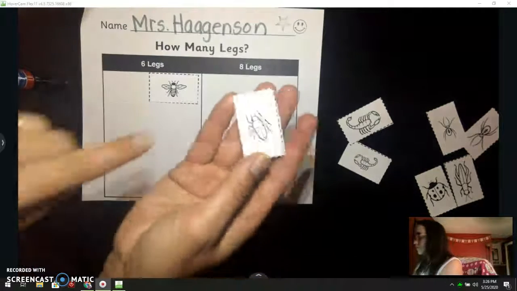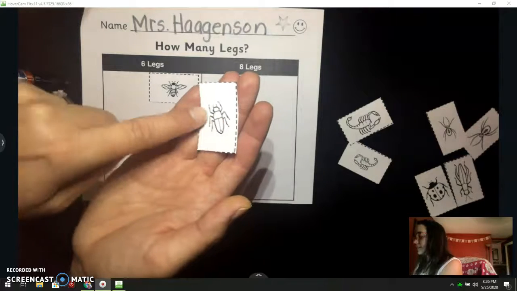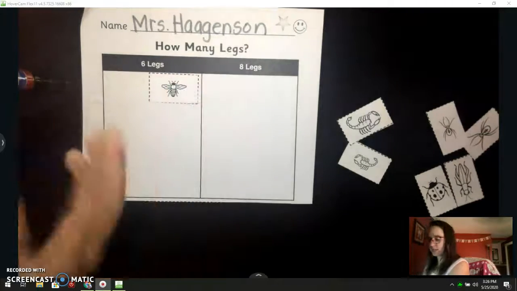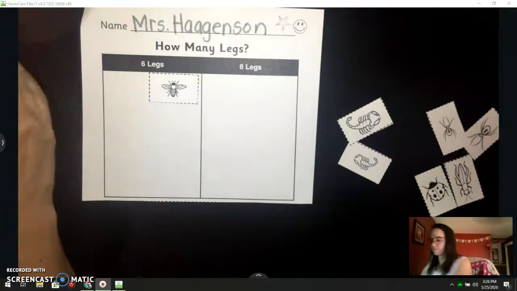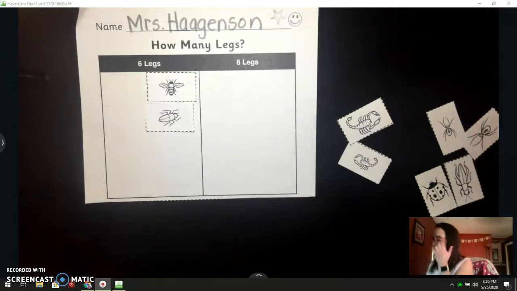This beetle on this side, 1, 2, 3, 4, 5, 6. He has 2 little things sticking out of his head. Those aren't legs, those are antennas. So he has 6 legs. Put some glue on that one. Put it on the 6 side.